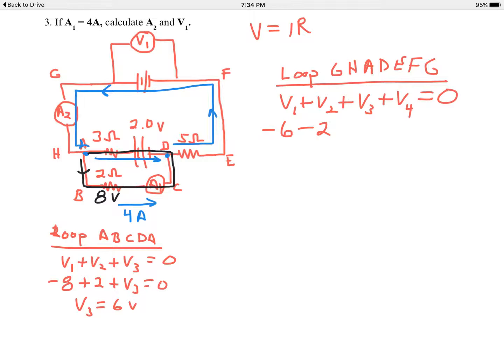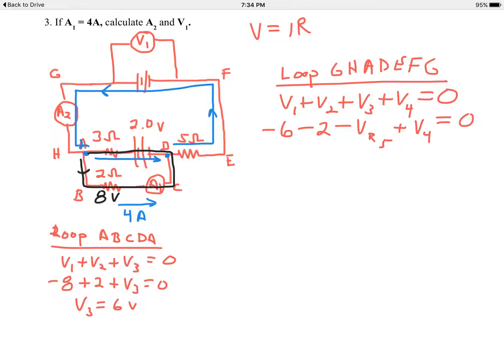And then I go from D to E. I'm passing through the 5 ohm resistor, and I'm going with the flow of the blue arrow. So that's conventional as well. That's going to be minus the voltage of that resistor, so minus VR5, and then plus V4, because I'm going into the negative, conventional, equals 0. Well, I got a problem here. I have 2 unknowns.